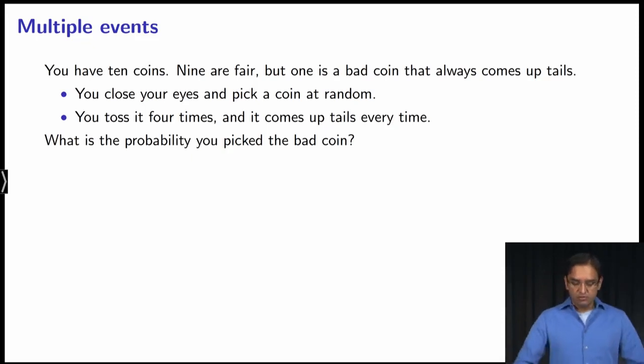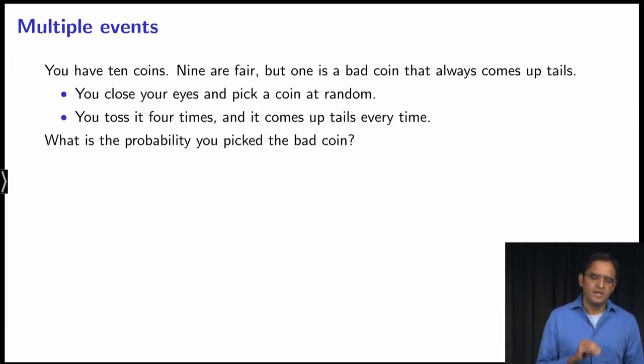So you have 10 coins in front of you, and they all look the same, but they're not the same. 9 of them are regular fair coins, coins that come up heads half the time and tails half the time. But the 10th coin is a bad coin that always comes up tails. So you close your eyes and you pick a coin at random, and then you toss the coin 4 times. And you find that it comes up tails every single time. What is the probability that you picked the bad coin? Okay. So this is something that's not obvious, and we're going to have to work this out.